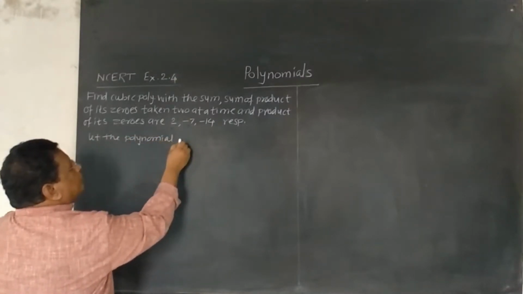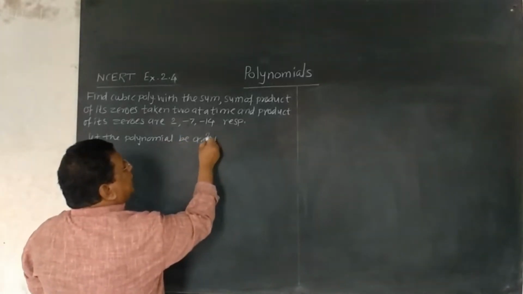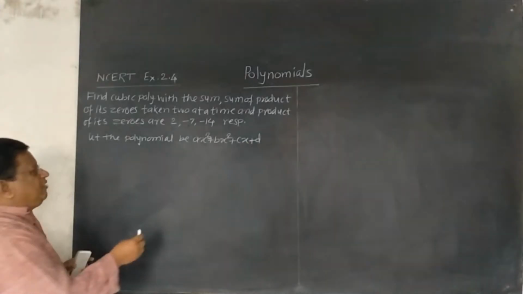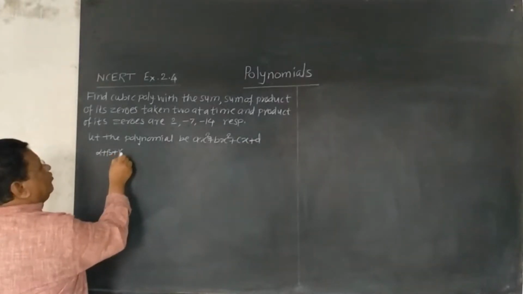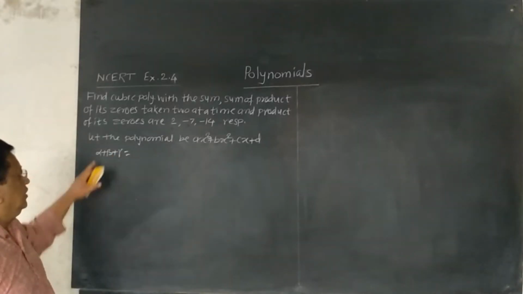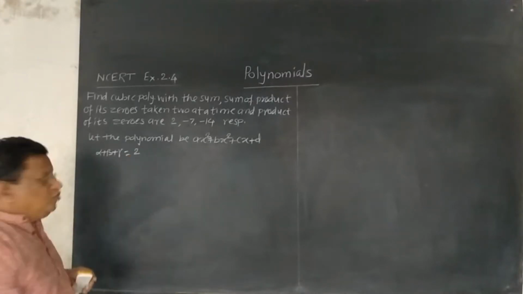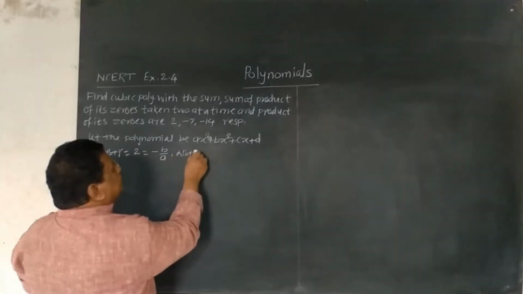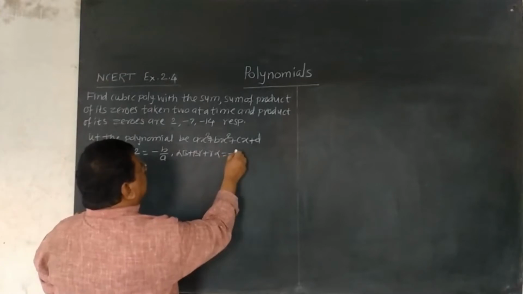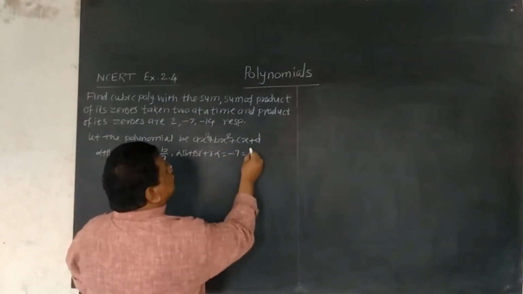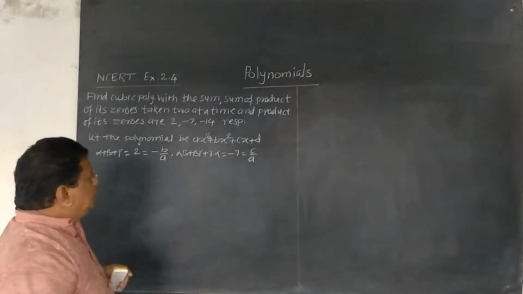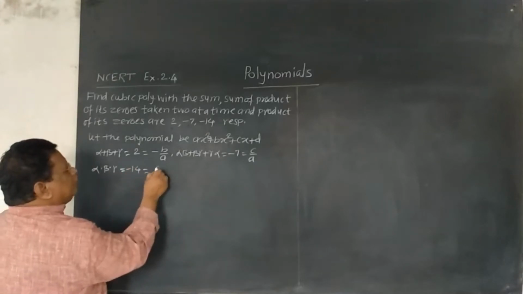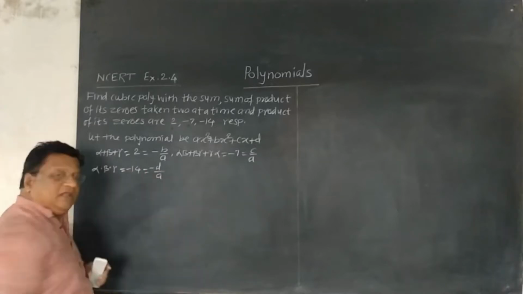So here let the polynomial be ax cube plus bx square plus cx plus d. Now what is given? Alpha plus beta plus gamma is given, that is 2, which is equal to minus b upon a. Then alpha beta plus beta gamma plus gamma alpha is equal to minus 7, which is c upon a. And alpha into beta into gamma is equal to minus 14, which is minus d upon a.